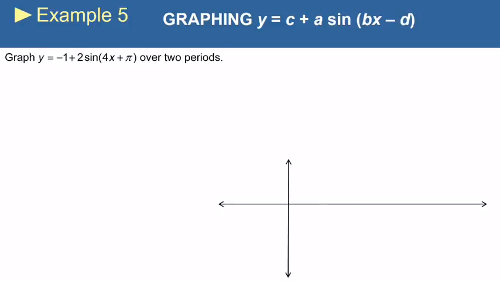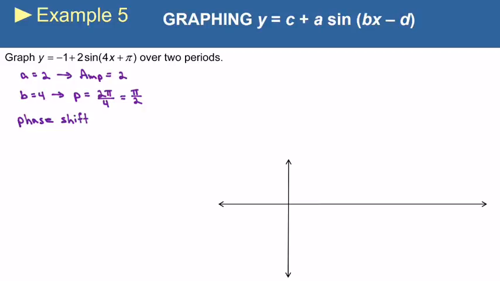Okay, here's another one. Now this one has all the bells and whistles. This one has an A and a B and a C and a D. So first of all, A is 2, and that means amplitude is 2. And because A is positive, there's no reflection across the x-axis. B is 4, and that means period is 2 pi over 4, which reduces to pi over 2.